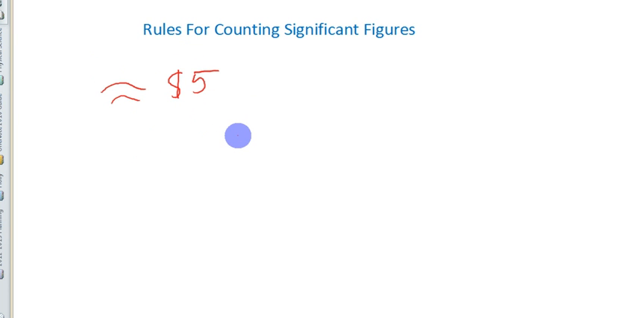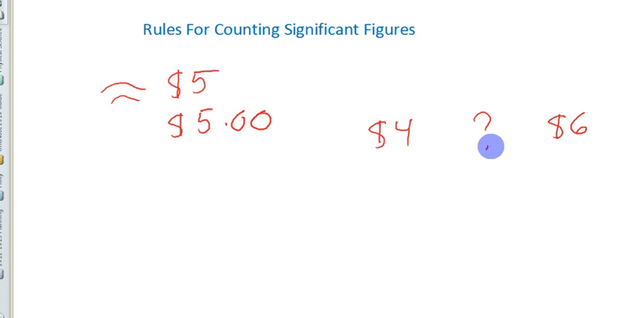A friend calls you and asks if you'd like to go to the movies. Well, the tickets cost $5. Do you have enough money to go? At this point, you don't have enough information. You know that you have more than $4, but not as much as $6. Unfortunately, the cashier at the movie theater will not accept about $5 as payment.